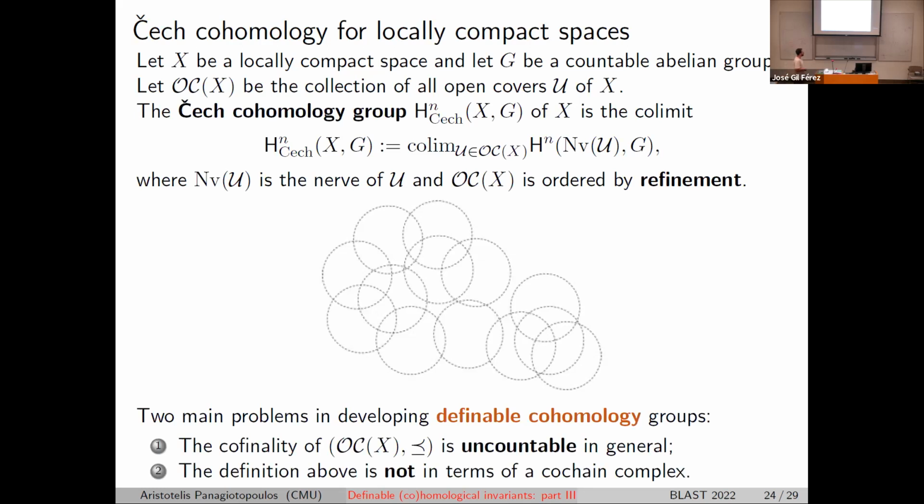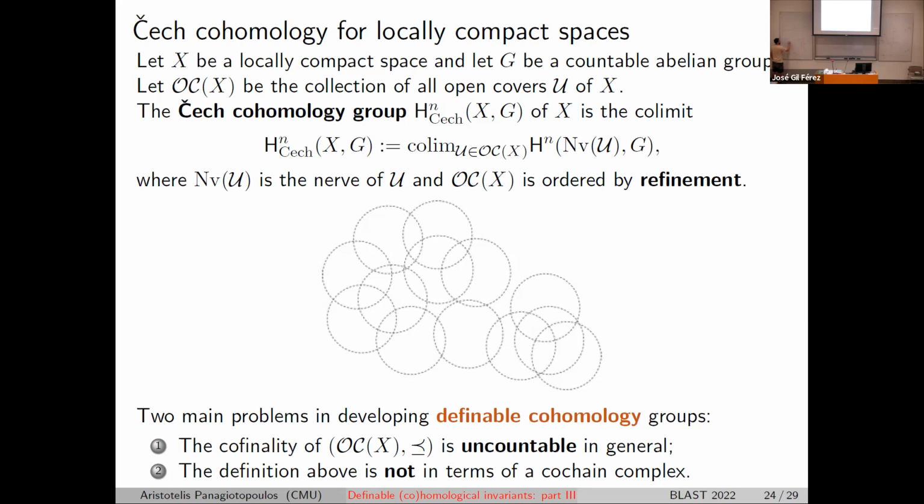Maybe I'll conclude with this slide. The point is that when you're trying to do Čech cohomology for spaces, for every locally compact space, and let's say this is an abelian group, what you do is look at the open covers of the space. These are open sets, and to each open cover you can associate a simplicial complex called the nerve.